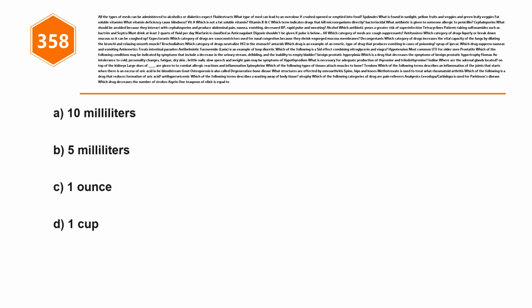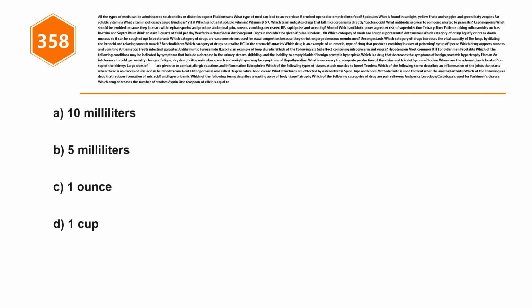What is the most common UTI for older men? Prostatitis. Which of the following conditions may be indicated by symptoms that include a decrease in the urinary stream, dribbling, and the inability to empty the bladder? Benign prostatic hyperplasia. Which drug decreases the symptoms of benign prostatic hypertrophy? Flomax. An intolerance to cold, personality changes, fatigue, dry skin, brittle nails, slow speech and weight gain may be symptoms of hypothyroidism.